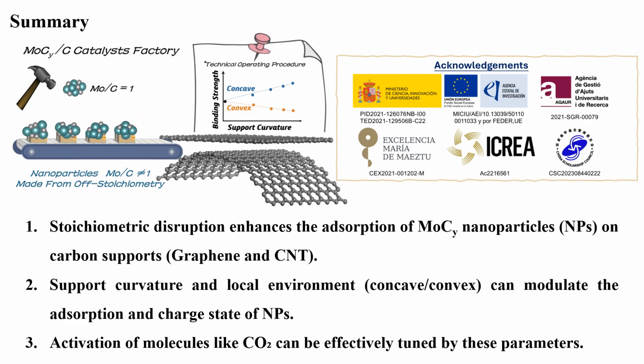So to summarize, our findings highlight the potential to tune the chemical activity of supported molybdenum carbide on the carbon supports. And we can manipulate it by carbide stoichiometry, support curvature, and the local concave or convex surfaces. The results here can provide insight for a rational design of relevant catalysts.